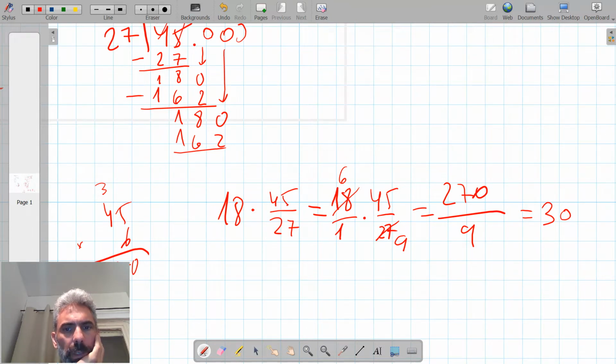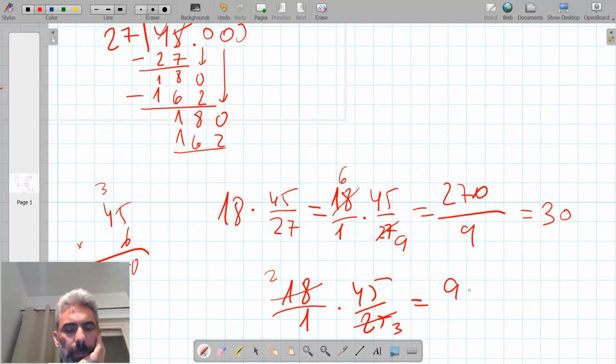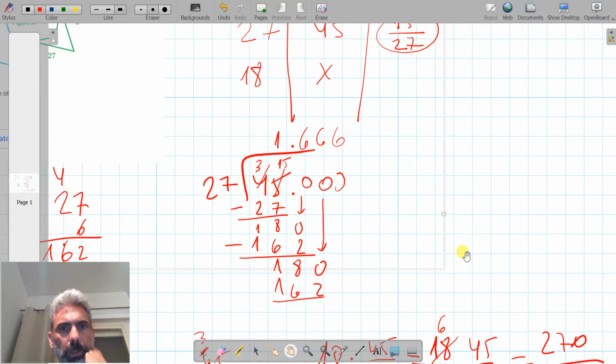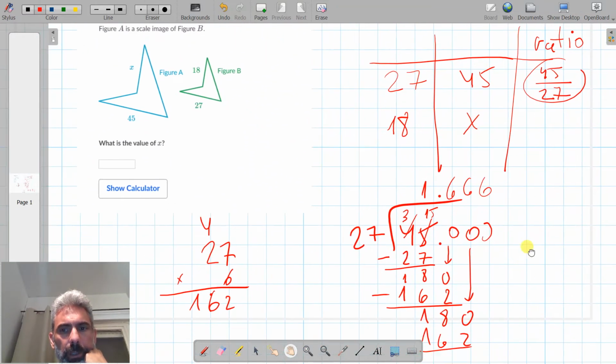Yeah, I could have divided 18 by 9. Okay, so 18 over 1 times 45 over 27. I could have divided 18 by 9, so 18 becomes 2, and 27 divided by 9 is 3. So 2 times 45 is 90 over 3. 90 divided by 3 is 30. Yeah. So x is 30.